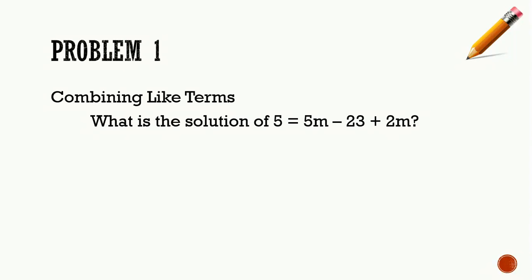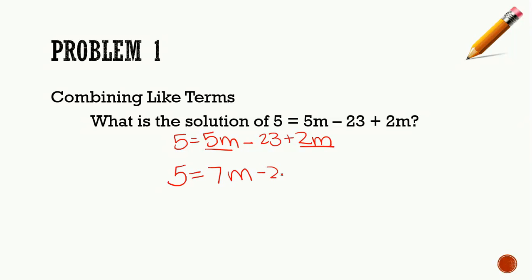So let's take a look at one of these kinds of problems. So we have 5 equals 5m minus 23 plus 2m. Very first thing I'm going to do, combine my like terms. So I notice 5m and 2m are together. I need to combine those two. They're like terms. So 5m plus 2m, that's 7m, right? 5 plus 2, that's 7.